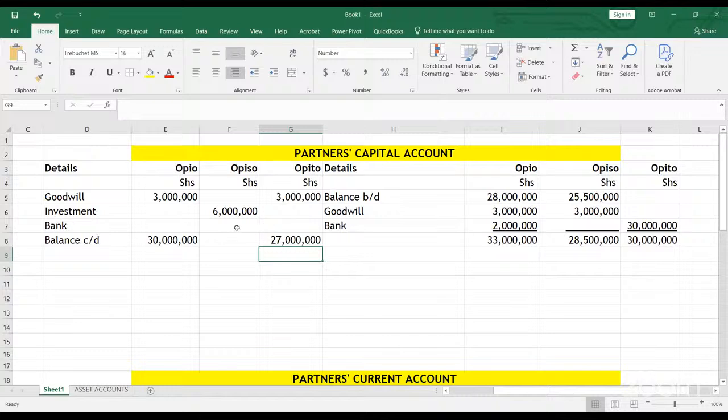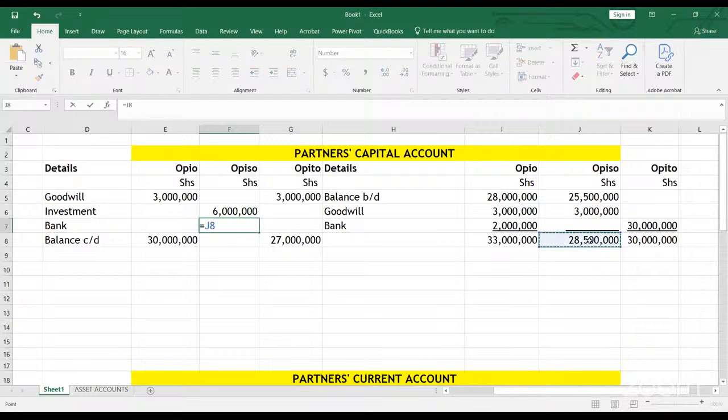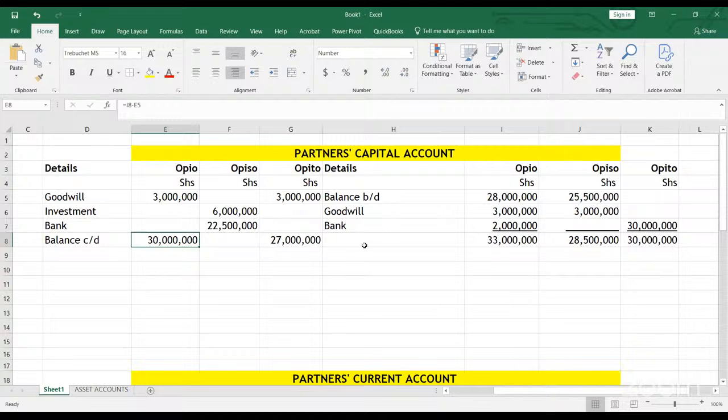Then the bank, how much is this guy going to receive? Opiso is going to receive 28.5 minus the 6M he is taking for the investments, that is 22.5. 22.5 will be given as cash, or they can pay him by check.